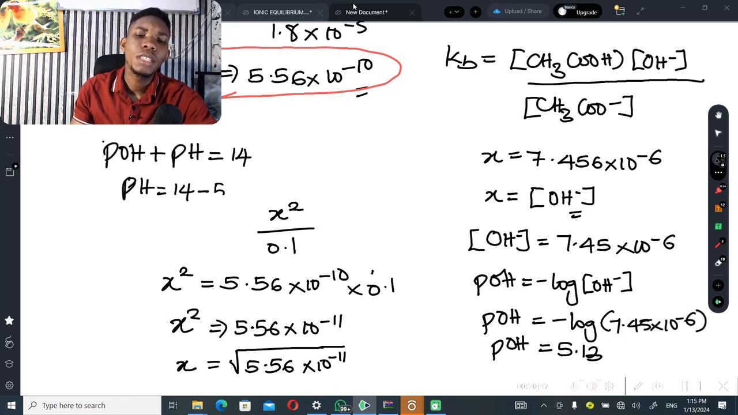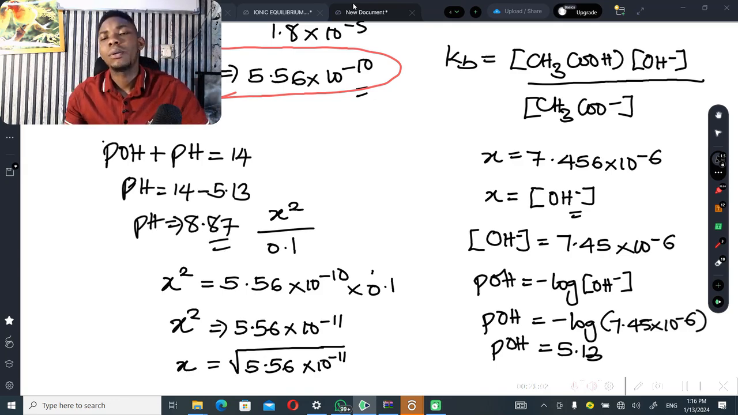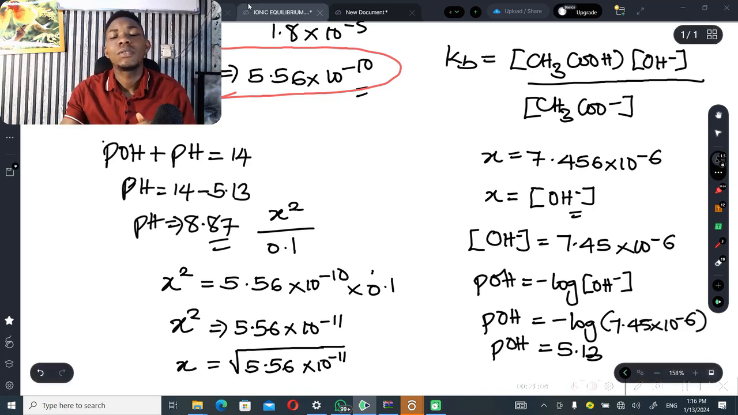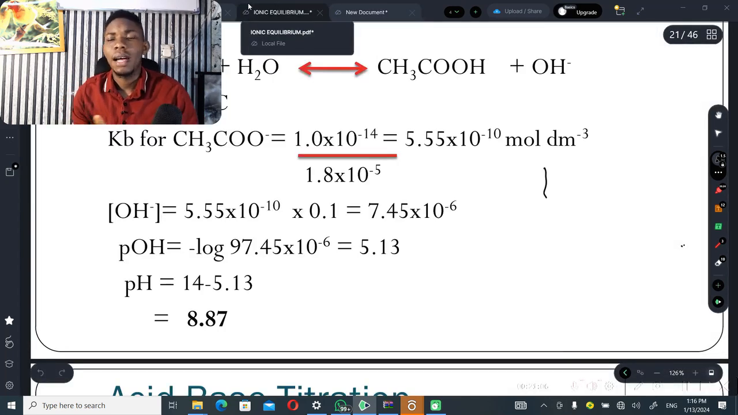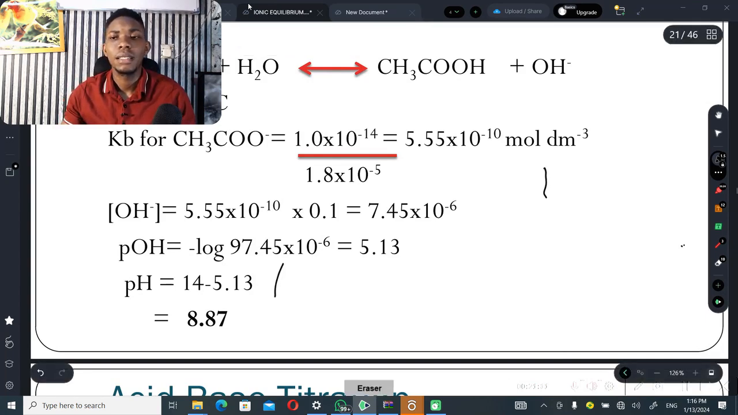Now the pOH is 5.13. So pH now, 14 minus 5.13, what are you going to get? That will give us 8.87. So that's basically how they got these answers you can see here. Is it not very easy? 8.87. You can see it here. All right. So that's how they got that answer.